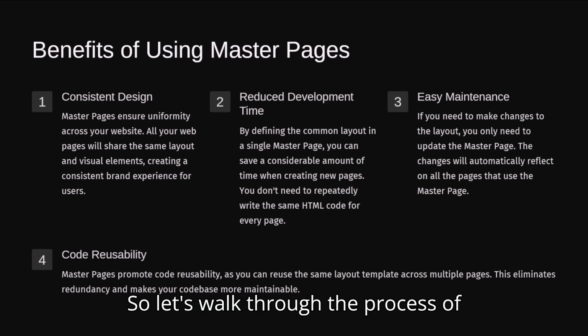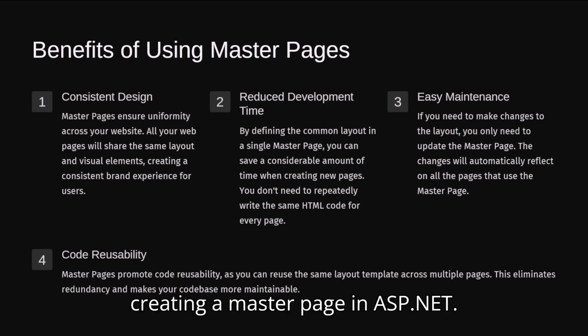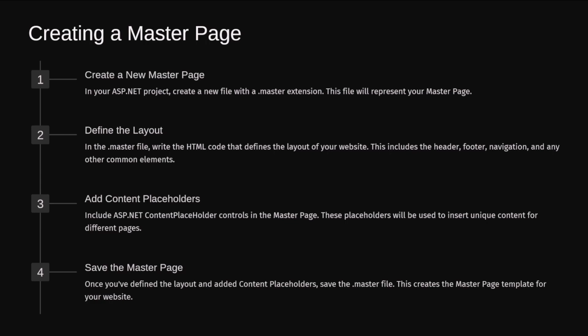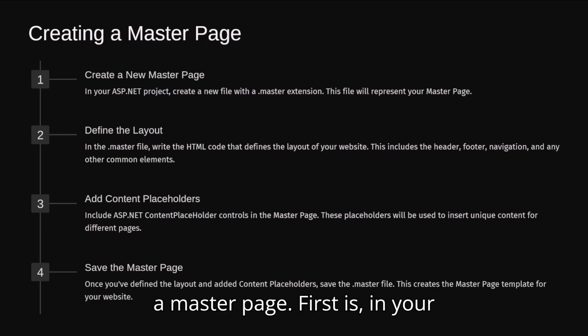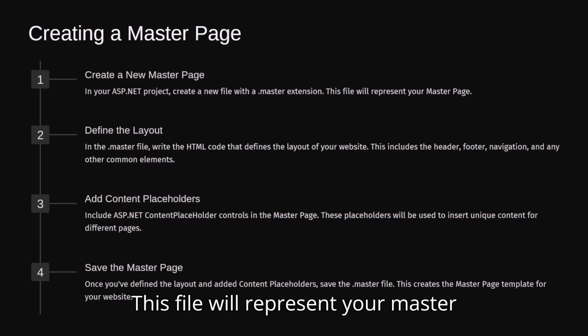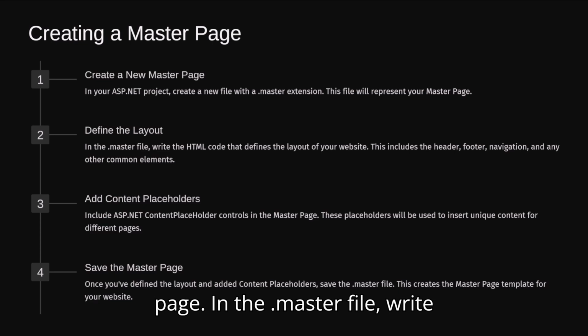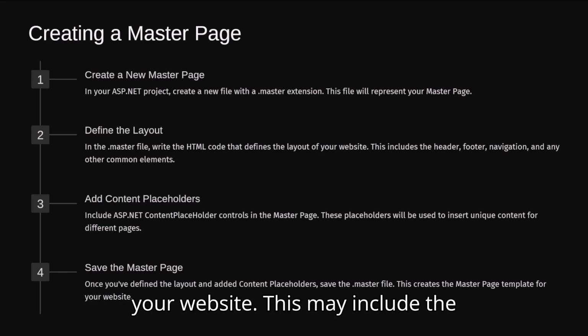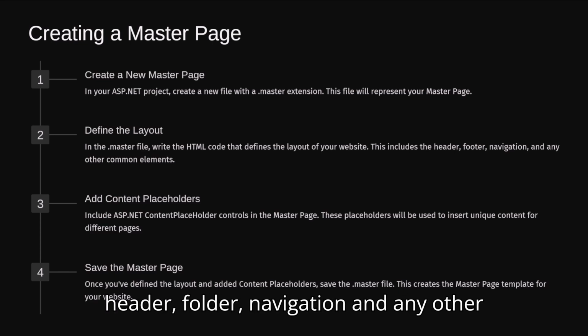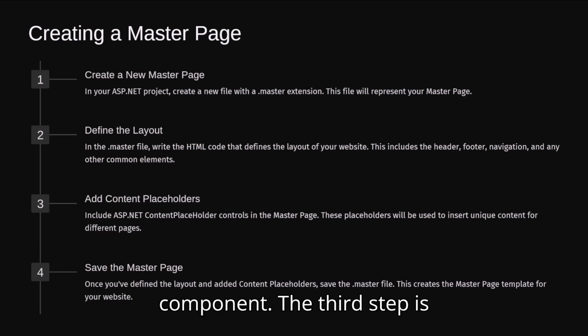Okay, so let's walk through the process of creating a master page in ASP.NET. So there are four basic steps to create a master page. First is, in your ASP.NET project, create a new file with a .master extension. This file will represent your master page. Second step, in the .master file, write the HTML code that defines the layout of your website. This may include the header, footer, navigation, and any other component.